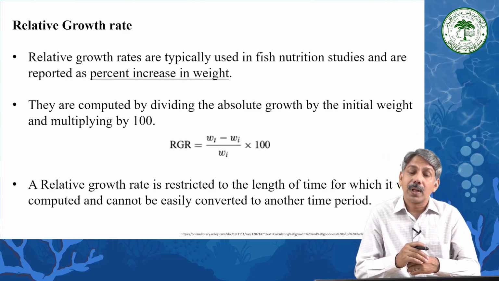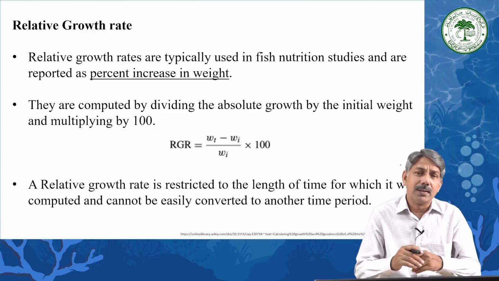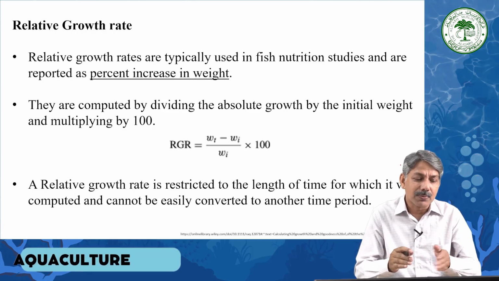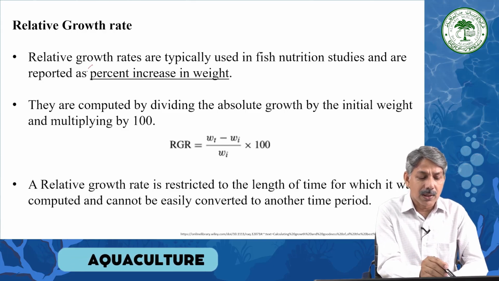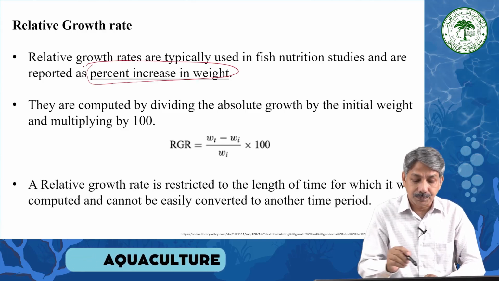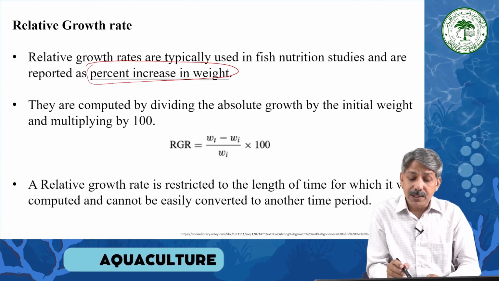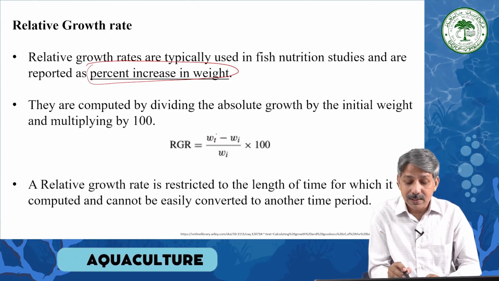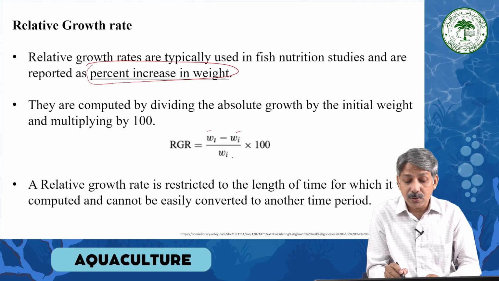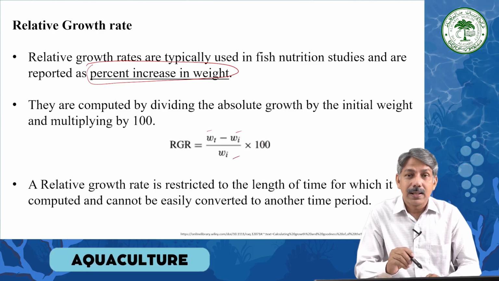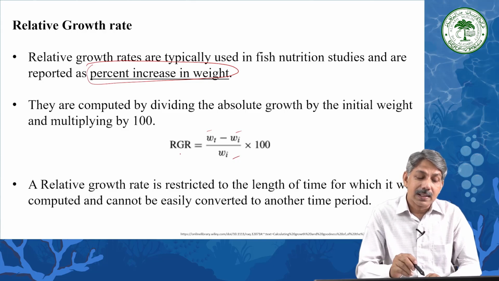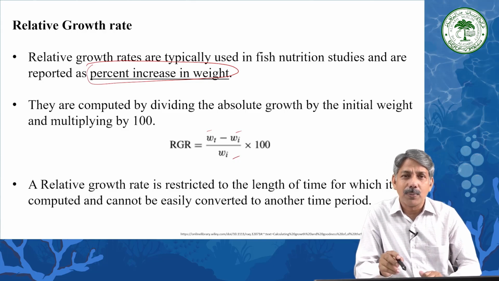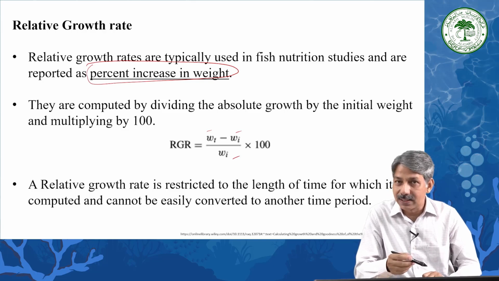Relative growth rate, it is quite common to use this type of growth rate in our indoor experiments, especially in nutritional studies, and we often call it percent increase in weight. What we do, we simply take the weight increment, final weight minus initial weight, over initial weight, multiply the product by 100, and then whatever we get, we call it relative growth rate, or very commonly percent weight gain or percent increase in weight.